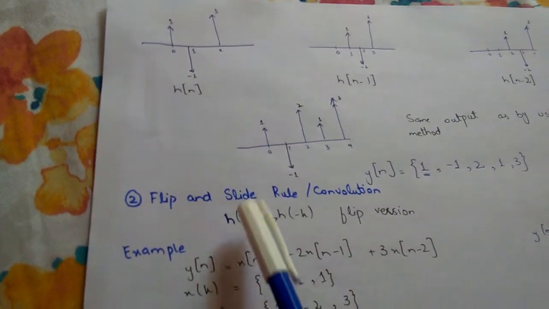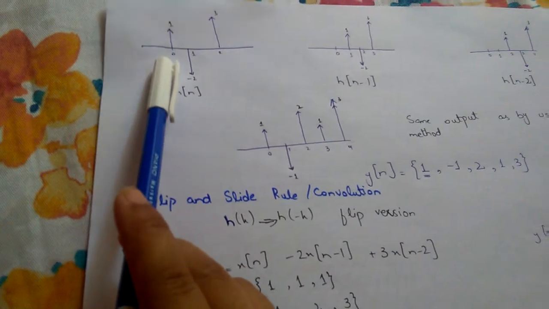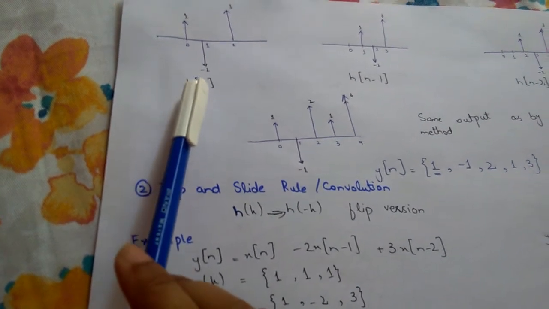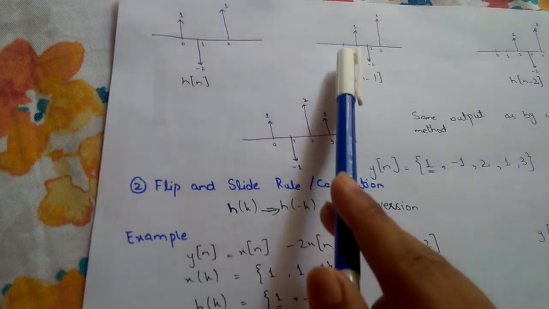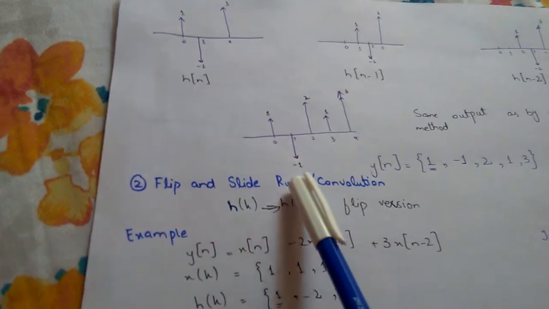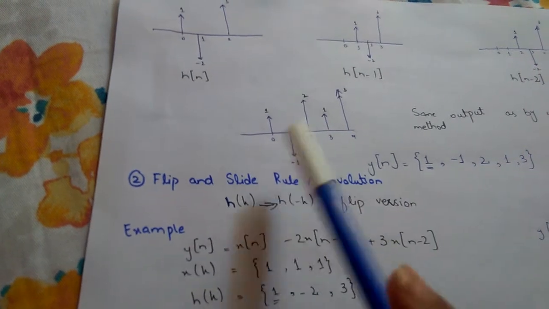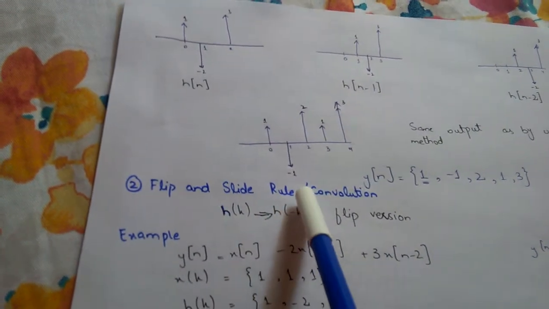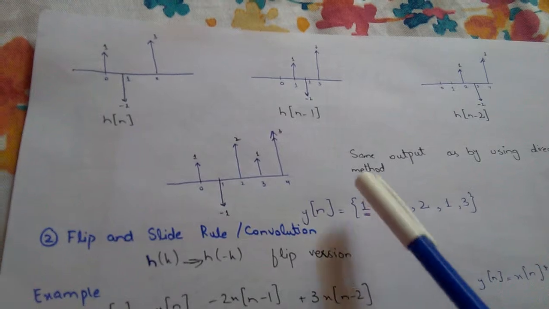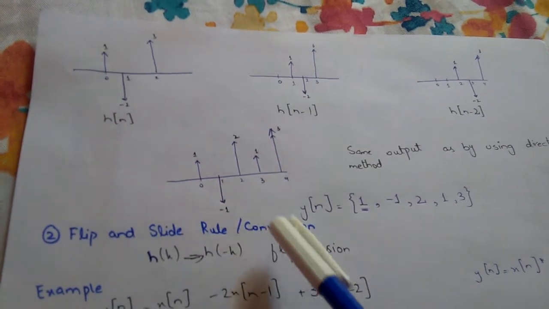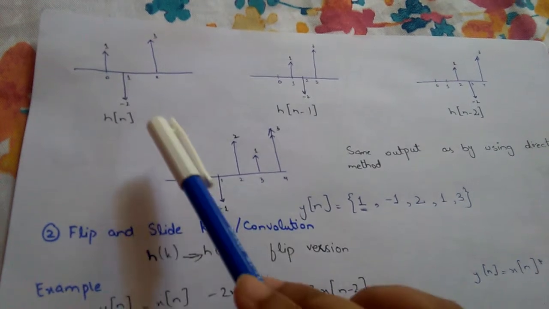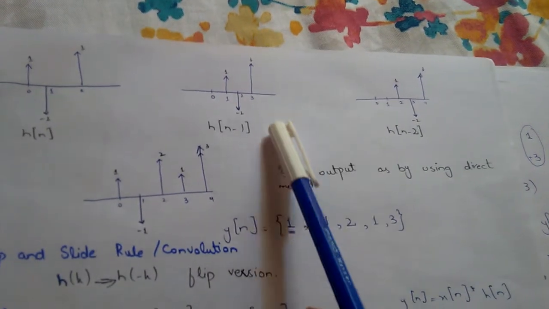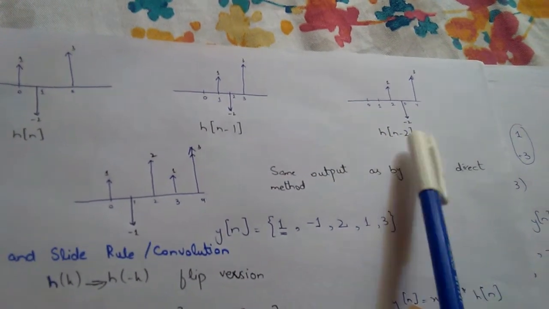Now I consider how many values there are at 0. Only one value, so I write it over here. For 1 I check all the values, here minus 2 and here 1. Minus 2 plus 1 is equal to minus 1, so I write it over here. At 2 I consider the same. At 2 here is 3, and there is minus 2, and there is 1, so I get the result 2. For 3 there is no value at first, there is 3 at 3, and here minus 2 at 3, so I get 1.